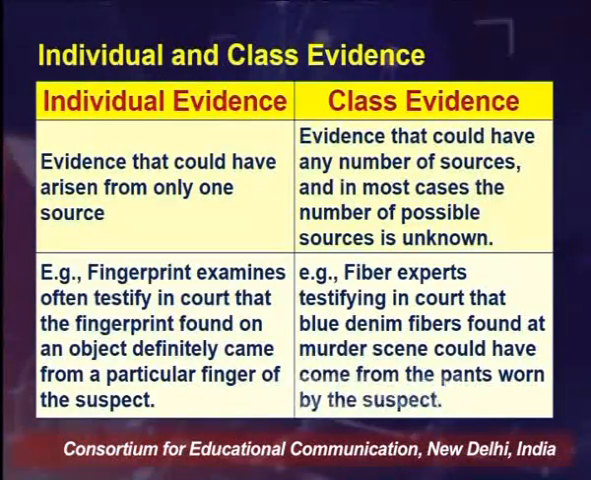We have individual and class evidence. Individual evidence are the ones that could have arisen from only one source, whereas class evidence could have any number of sources, and in most cases the number of possible sources is unknown. For example, fingerprint examiners often testify in court that the fingerprint found on an object definitely came from a particular finger of the suspect, because fingerprint evidence is the one evidence which can never be replicated. As I have mentioned earlier also, no twins can have similar fingerprints, and all the fingers of our hands have different fingerprints. So that is an individual evidence.